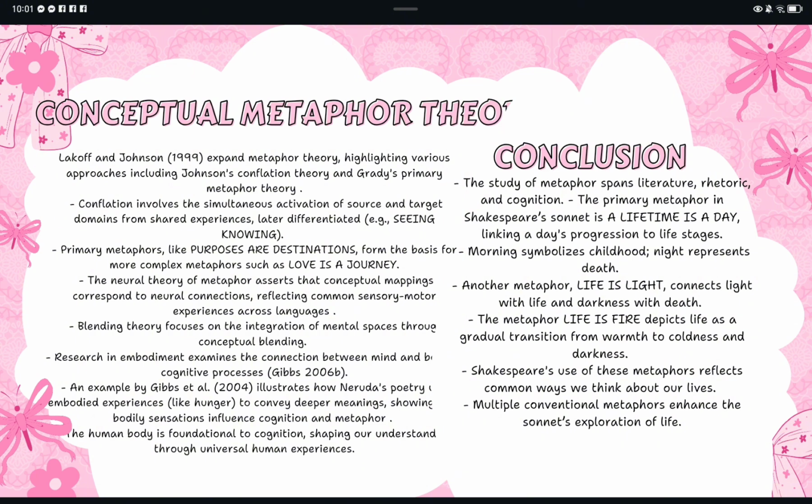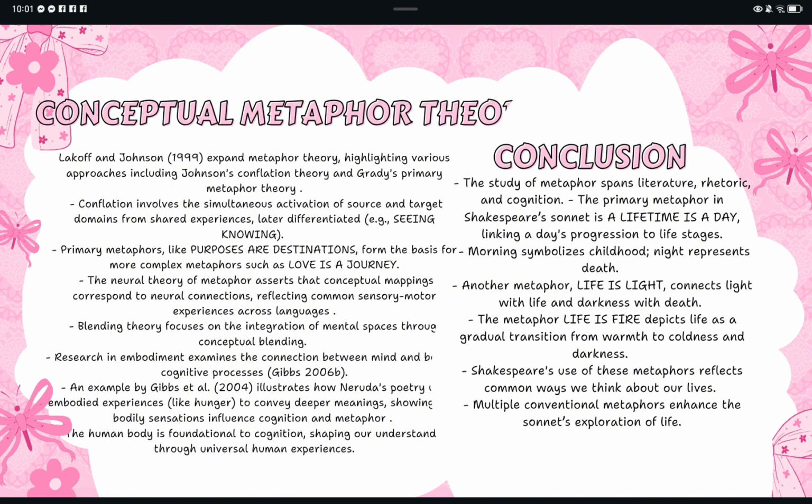For example, the concepts of seeing and knowing are often conflated, leading to expressions like, I see what you mean. So, next is primary metaphors like purposes are destinations form the basis for complex metaphors such as love is a journey. So, this theory proposes that simple basic metaphors form the foundation for more complex ones. For instance, the primary metaphor purposes are destinations underlies the more complex metaphor love is a journey.